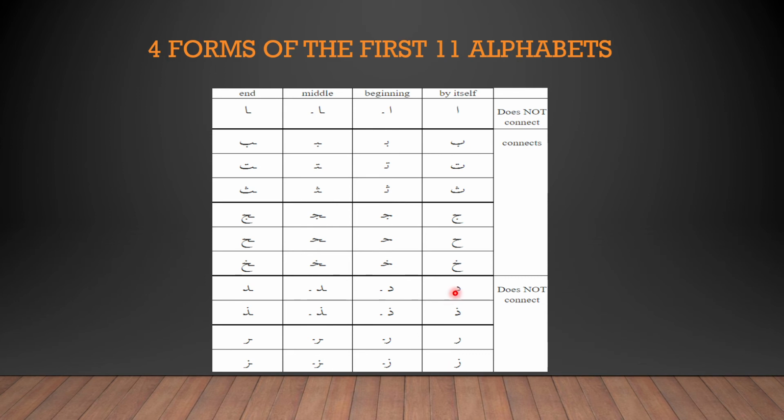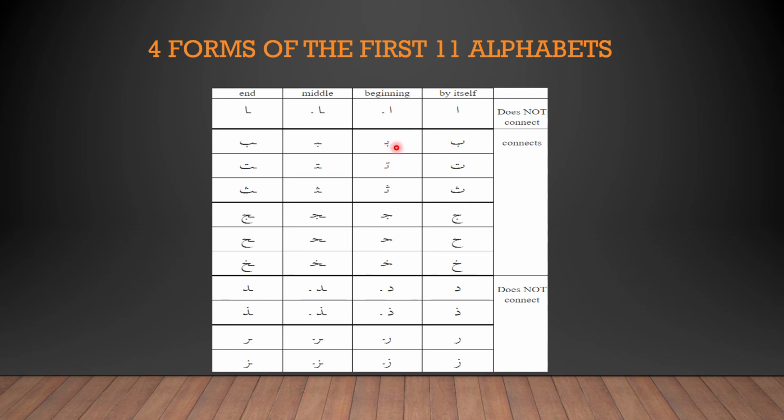Now with that done, let's look at the 4 forms of the Arabic alphabet. By itself or in its original form, Alif is a straight line. At the beginning, Alif is the same. At the middle, Alif is not the same, it has an extension. And at the end, Alif is the same as the middle part, except that it doesn't have anything at the end.